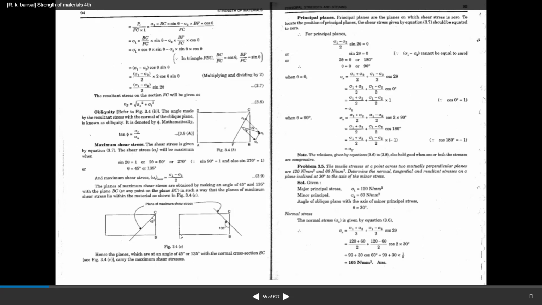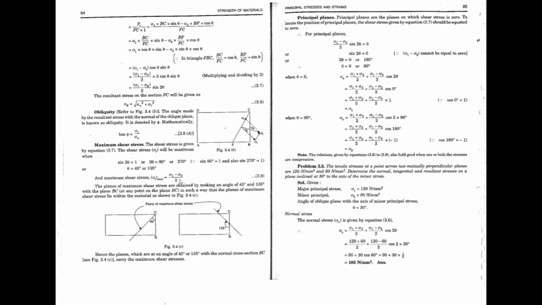These two diagrams, 45 degrees and 135 degrees. The planes of maximum shear stress, taken into the formula, give sigma 1 minus sigma 2 by 2. This is the sine value, theta taken as 90 or 270. That means the maximum shear stress is sigma 1 minus sigma 2 by 2. Taking the other angles, 45 degrees and 135 degrees, for maximum shear stress at any point on plane BC.